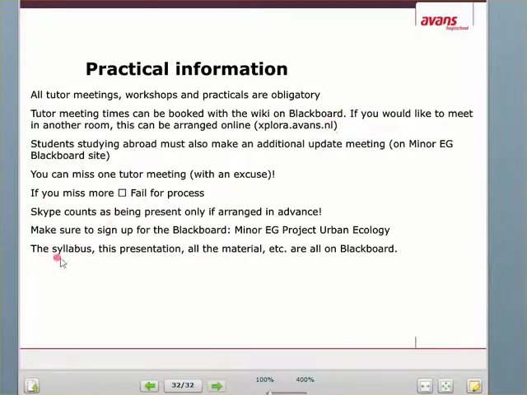Go to the Blackboard site called Minor EG Project Urban Ecology, and on the Blackboard site you will see the wiki, and you can sign your group up for a time that you want. But then each meeting is going to have minutes, and the time of the meeting. Okay, now I saw the dates. Yes, there are dates on the Blackboard site. Yes, exactly, correct.